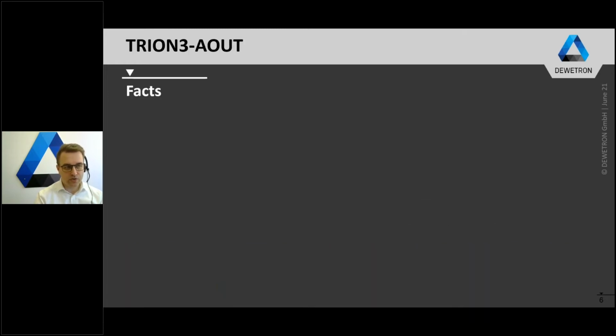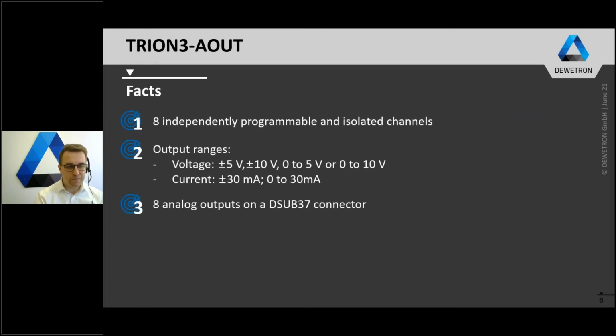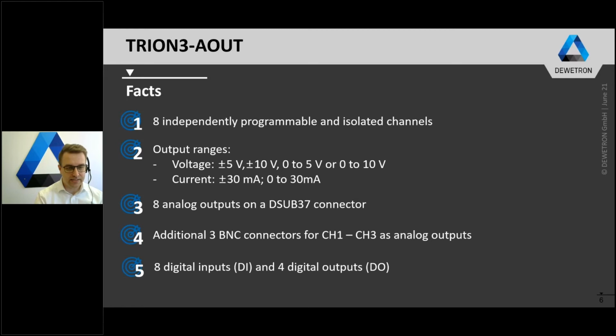Let's talk about the Tryon analog output facts. We have 8 independently programmable isolated output channels, and the output ranges can now be changed by the customer or by the user himself whenever it is necessary or needed. It's done with the software, and we now have a current output function as well.